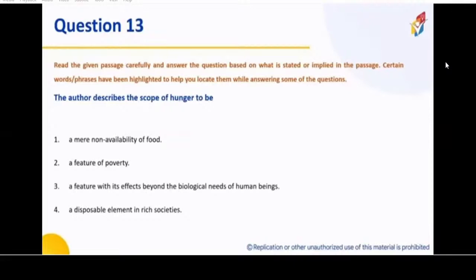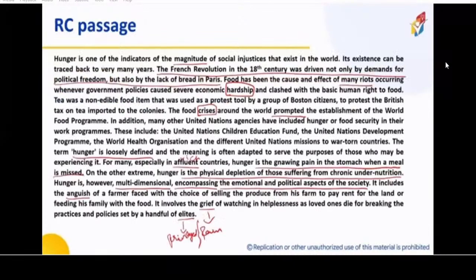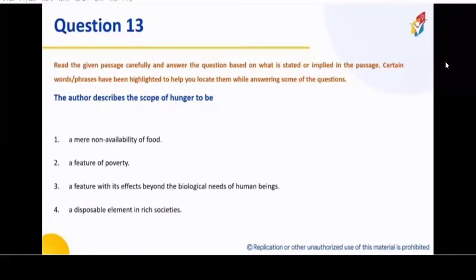Let's look at the last question. The author describes the scope of hunger to be dash. If you look at the scope of hunger, here the author says hunger is multidimensional. It covers the emotional and political aspects of the society. So it is not just a lack of food. It is the pain of the farmer. It is the grief when you cannot provide for your loved ones. So with this background, let's try to look at this question.